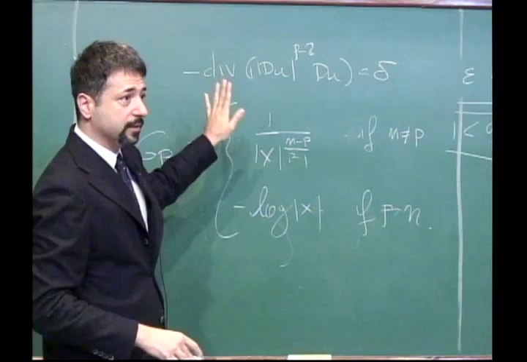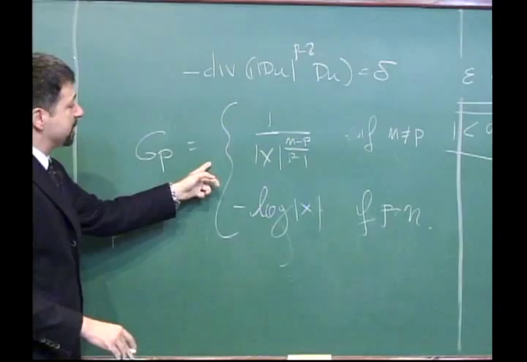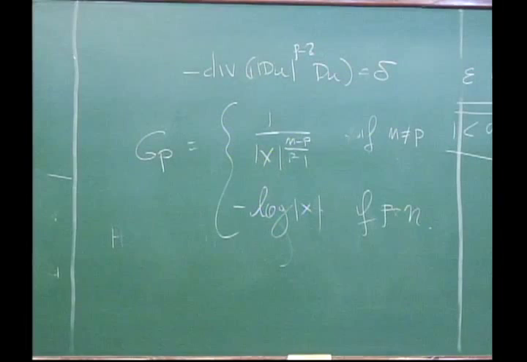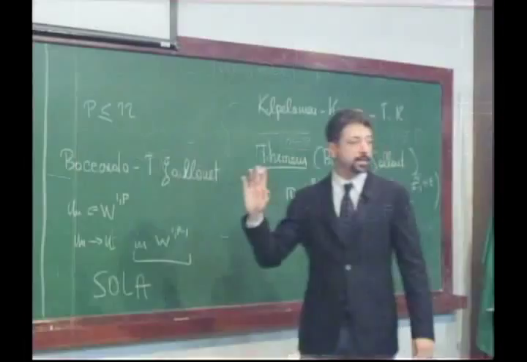This is one of the very few cases where you can prove that there's a unique solution in a measured data problem. Of course, what's the maximal regularity in terms of integrability of the gradient of this solution? This is precisely this one. And so this result tells you that the original result of these people is sharp.